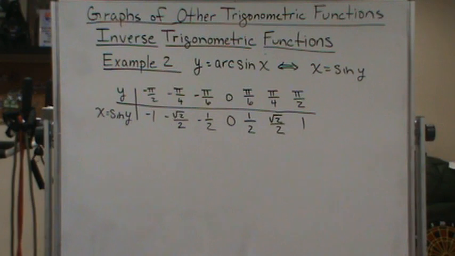Okay? Now also note that it is the reflection, right? And I mentioned this before, that it's the reflection across the y equals x line of the portion of the graph of what? Sine x on the interval from negative pi over 2 to pi over 2. Okay?